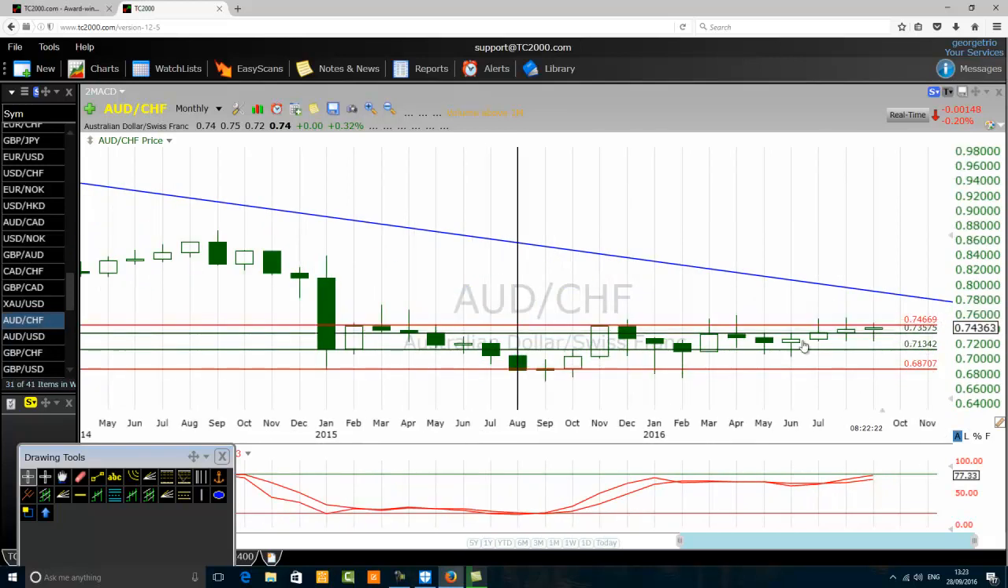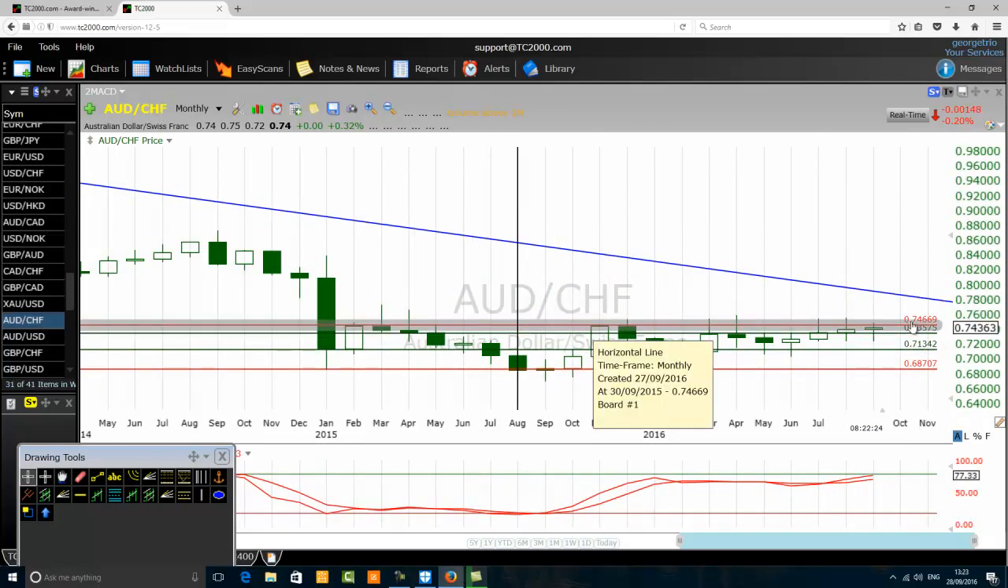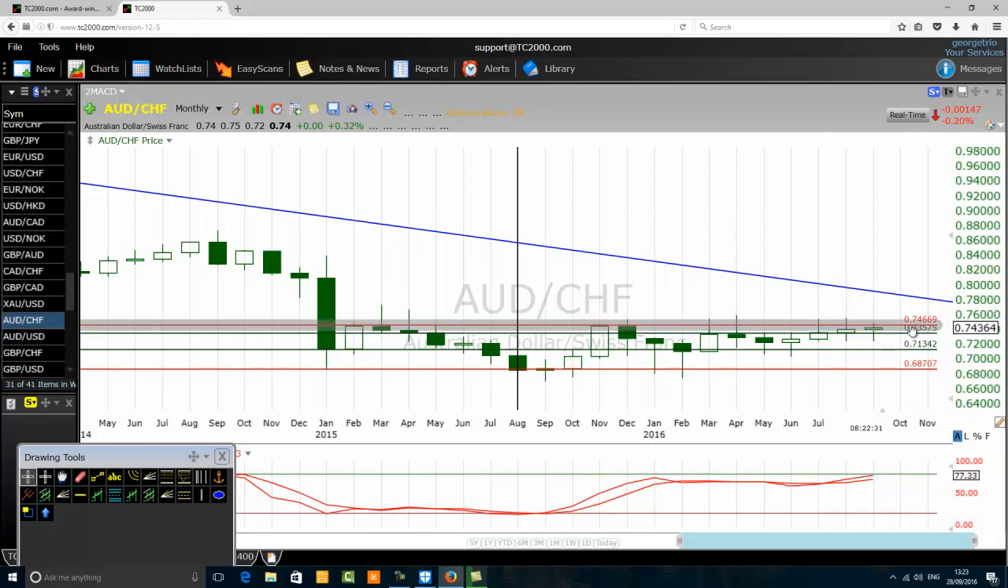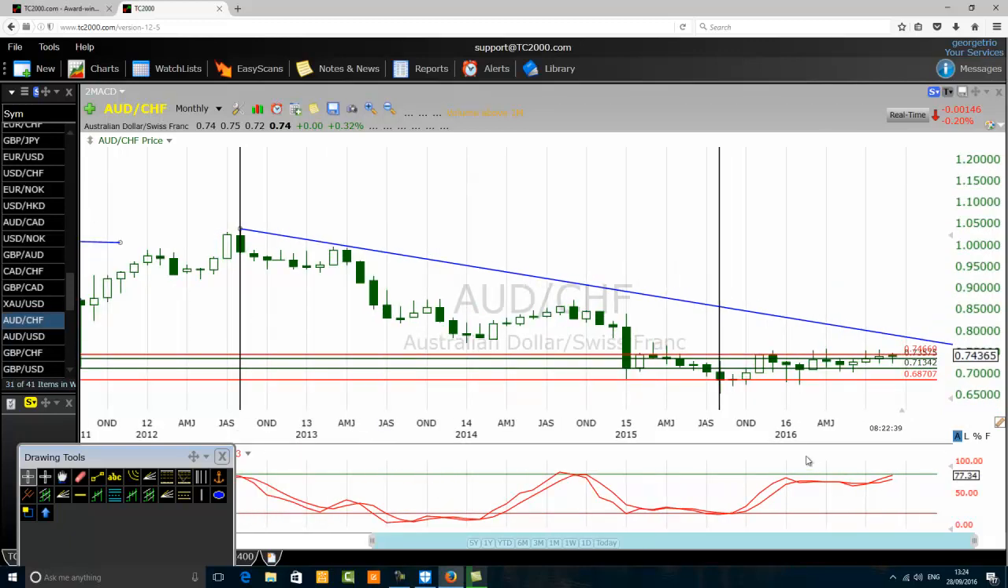It's consolidating roughly between 0.7466 and 0.6870. Price is consolidating. As we see, there was a downtrend, now we see a consolidation.